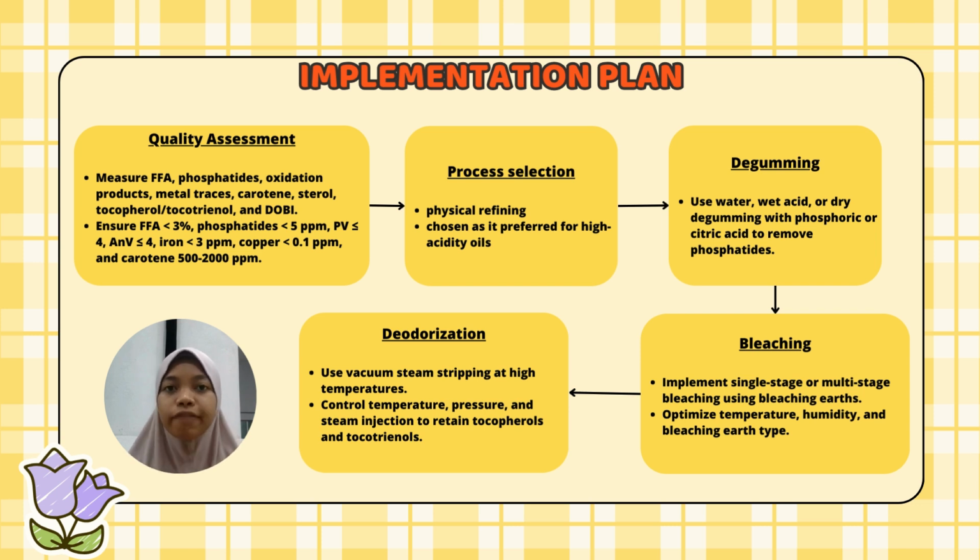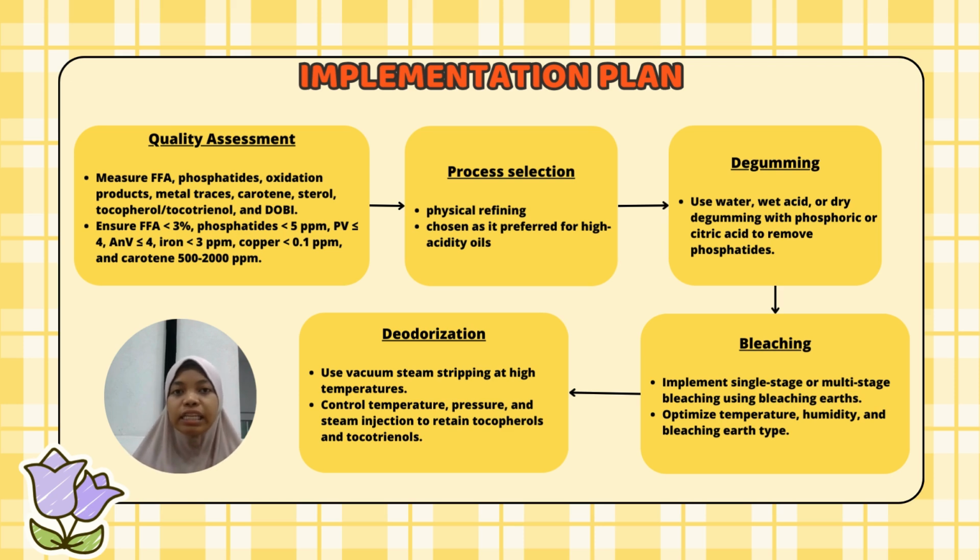using palm oil. So the first step that we have to implement in this process is the quality assessment. In this quality assessment, we have to measure FFA, which is the free fatty acid, phosphatides, oxidation products, metal traces, carotene, sterol, tocopherol or tocotrienol, and DOBI, which is the deterioration of bleachability index. These are the parameters we have to measure to get quality oil.